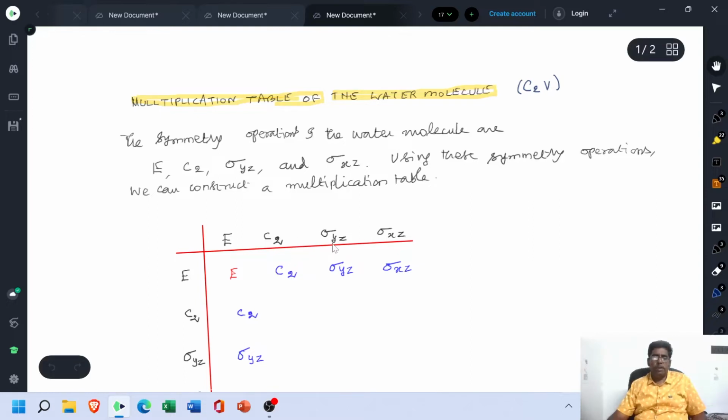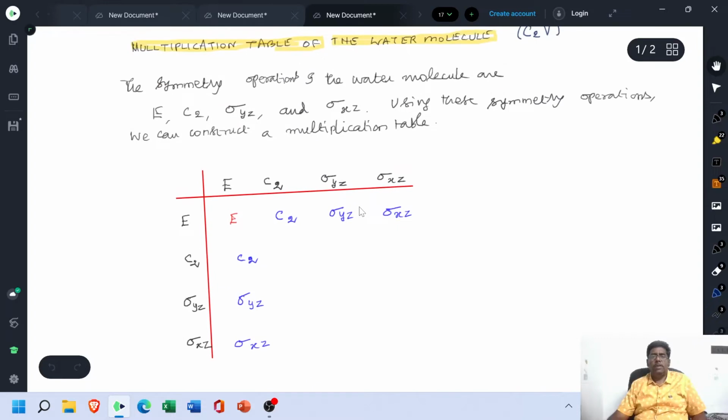Sigma yz and sigma xz are reflections through perpendicular and parallel planes. To construct the multiplication table, we have to write the symmetry operations in terms of row and column. Here E, C2, sigma yz and sigma xz are presented in terms of row and column.